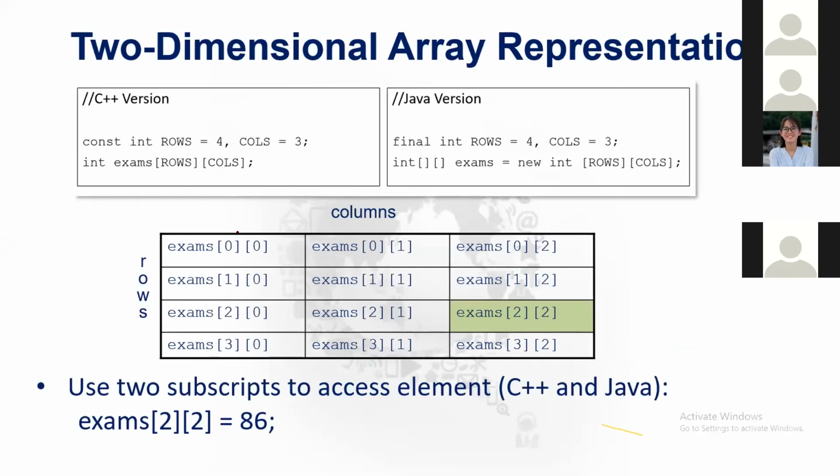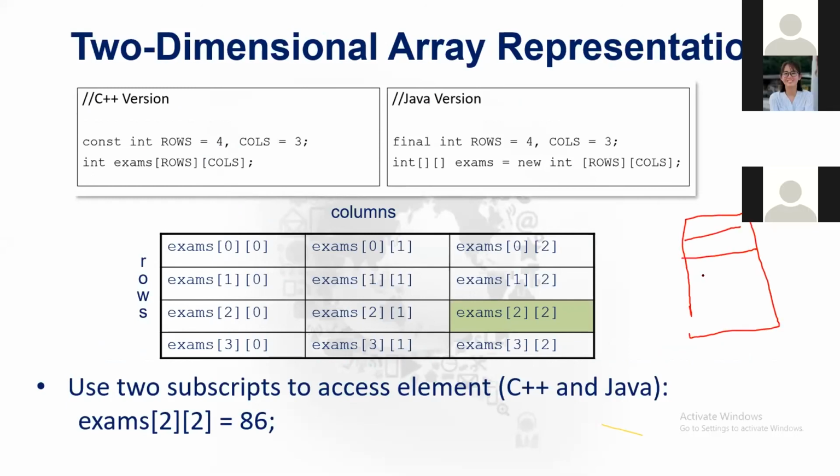It's similar to the one-dimensional array. If the one-dimensional array is a table, it's going to look like a table like this, with index 0, index 1, and index 2, something like this. But for a two-dimensional array, it would look something like this.